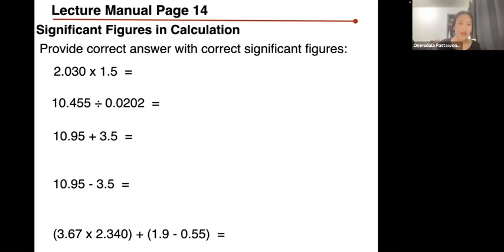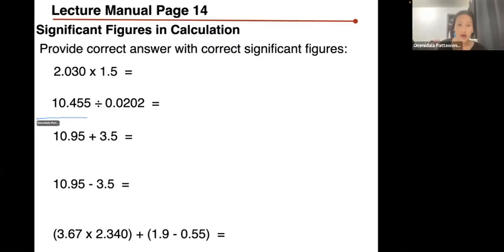Okay, so the next thing we are going to take a look at is sig fig in calculation. As I mentioned before, I'm going to take a look at multiplication and division first, and then I'm going to look at addition and subtraction.